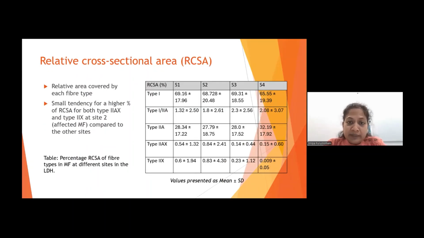When we measured the relative cross-section area also, there was a small tendency for higher cross-section area for type 2AX and type 2X fibers at the affected site compared to any other site. So these are all the numerical differences, and no statistical analysis could be performed because of inconsistency in their appearance.